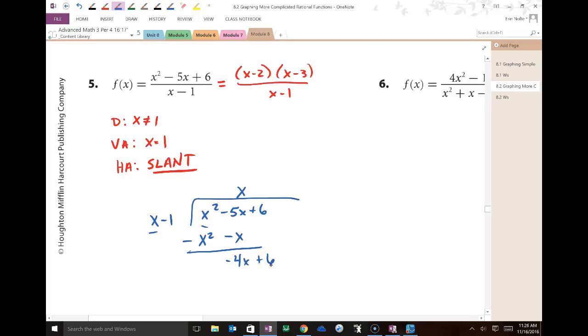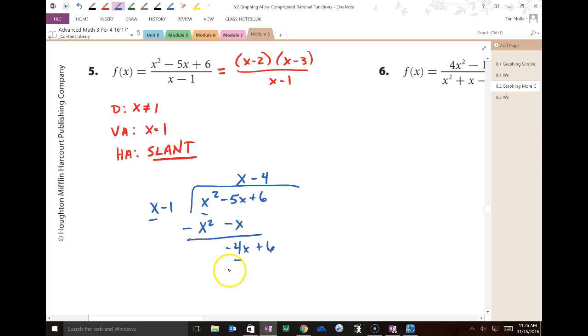What do I have to multiply x by to make it negative 4x? Negative 4. And if I multiply that through, I have negative 4 times x, which is negative 4x, and negative 4 times negative 1 is positive 4, so I get a remainder of 2. Now, this is the one time in math that we get to ignore the remainder, because the equation of the slant is y equals x minus 4. Okay, so you ignore the remainder.